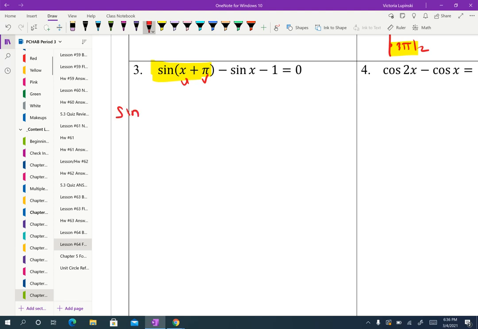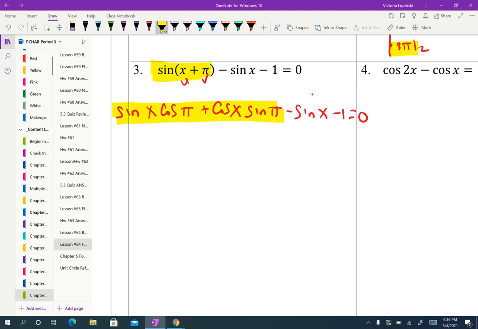So from here, I'm going to go ahead and do the sine of u plus v. So that is the sine of the first thing, x, times the cosine of the second thing, which is pi, then plus the cosine of the first thing, which is x, times the sine of the second thing, which is pi, and then minus sine x minus 1 is equal to 0. And again, maybe the colors help you understand where exactly the formulas are located in relation to each other.